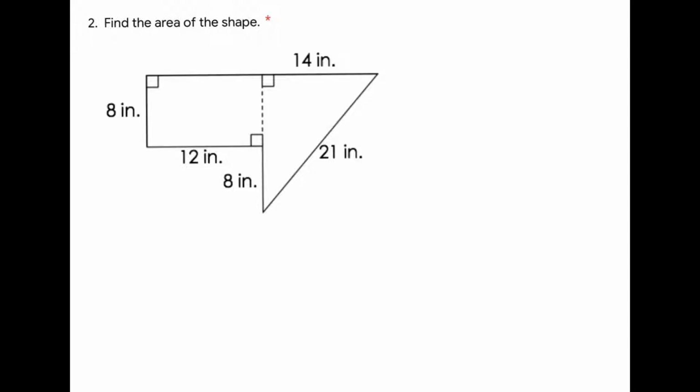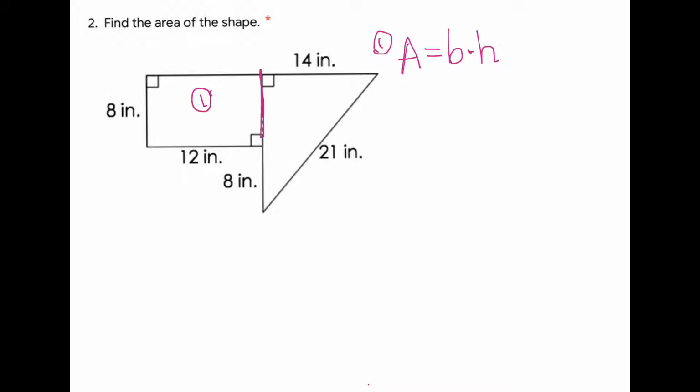Okay, find the area of the shape. This is a 4-step problem. So the first thing you need to do is to split the shape into 2 separate shapes. So we're going to split it right here. We're going to find the area of this shape first. We know that that is a rectangle. So area equals, this is number 1, base times height. So you can go ahead and find the area of the rectangle.